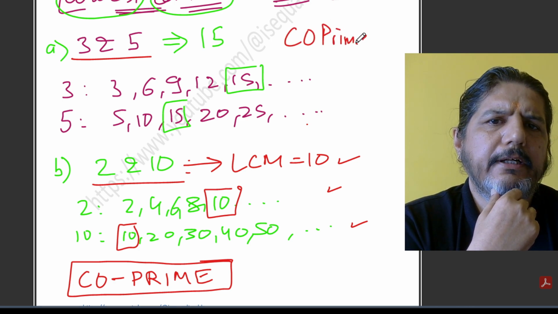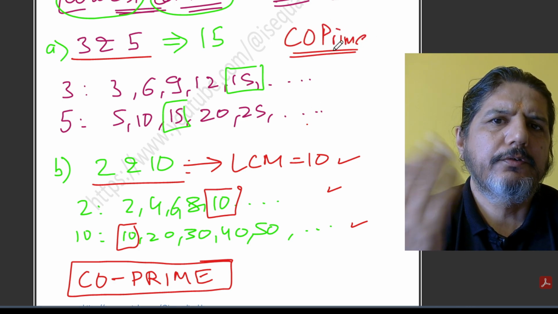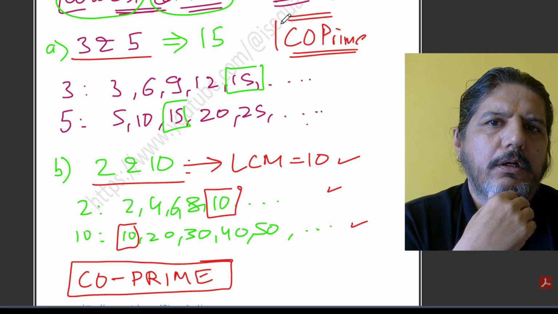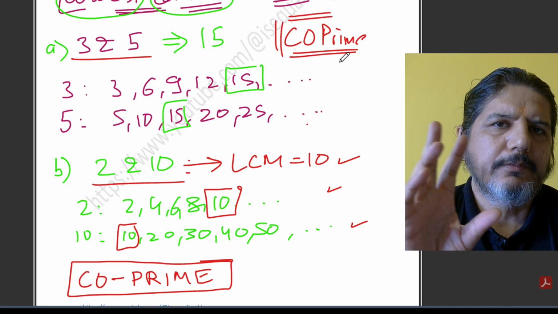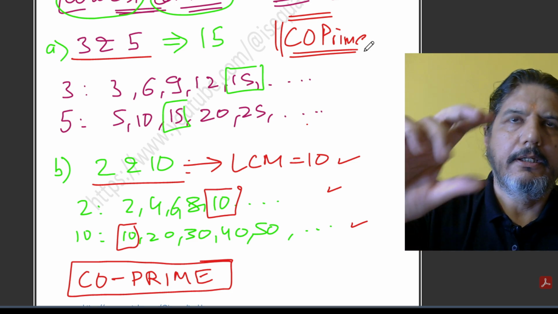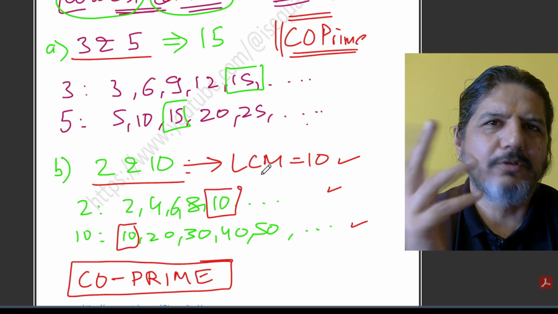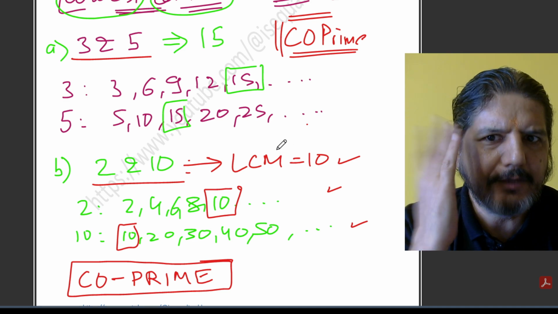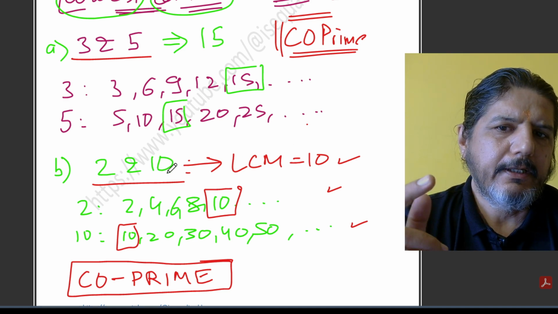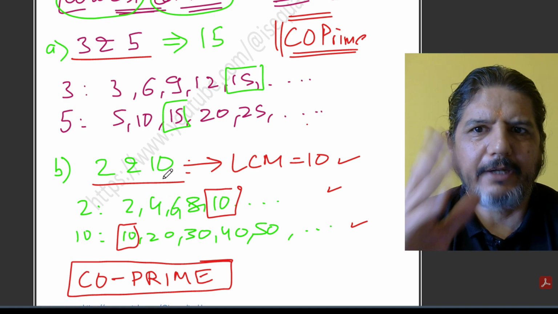I won't go into details, but I want to introduce this word into your terminology. There is something called coprime numbers. You can skip the topic. Coprime is not something very important, but at least you should understand. But 2 and 10, they are not coprime. Now coming back to LCM.